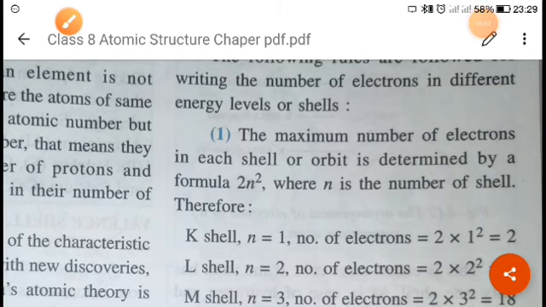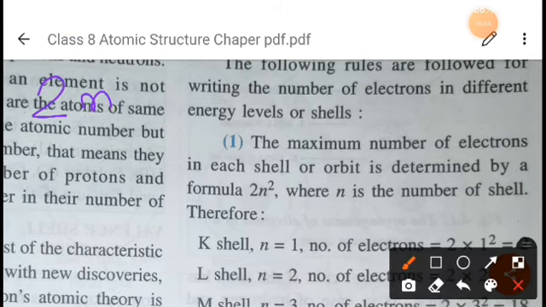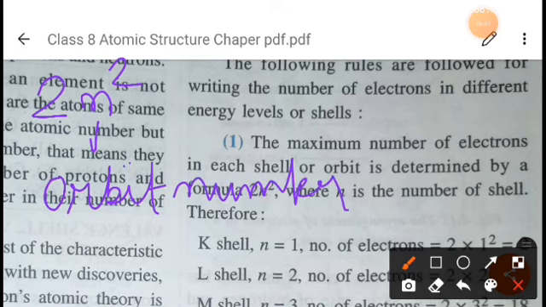Now let me explain this. What I have told you is that the maximum number of electrons each shell will hold will be determined by this formula, 2n square, right? Here n is the orbit number or shell number, okay. So let me explain.